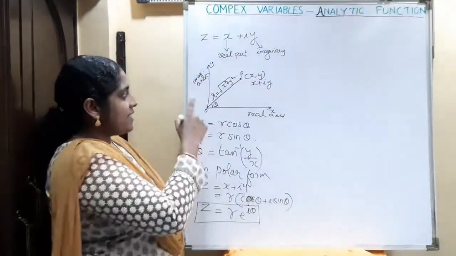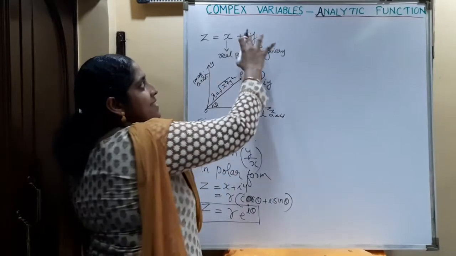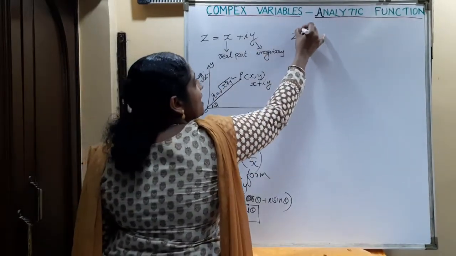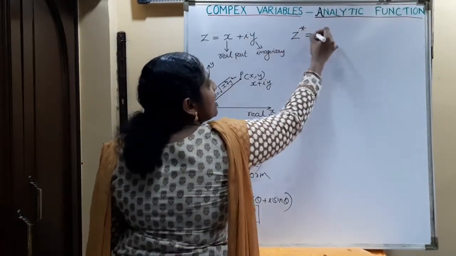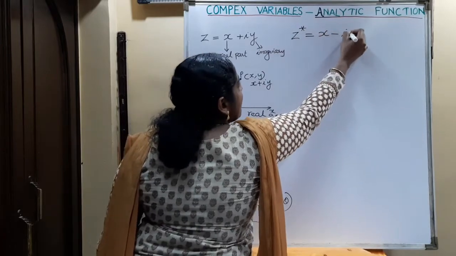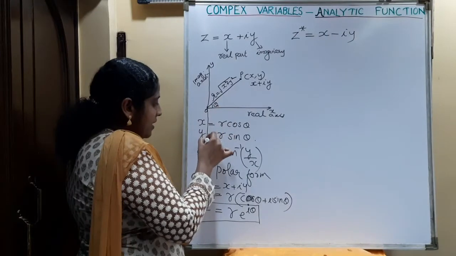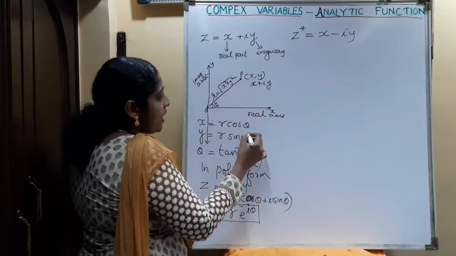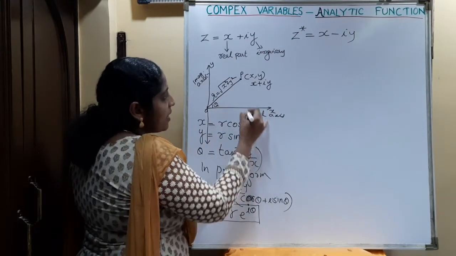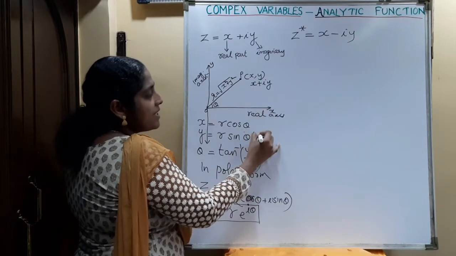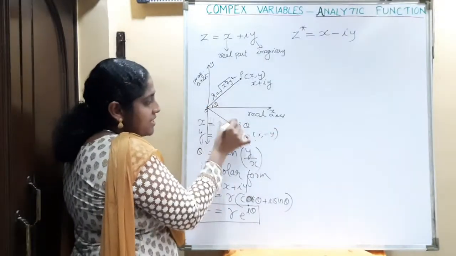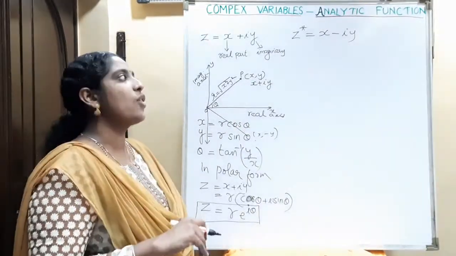So z equal to x plus iy is the complex number. If we take the complex conjugate, what will that be? That will be x minus iy. That is, if we take the point (x, y) on the axis, the complex conjugate will be (x, minus y). So if you consider a point like this, that will be the complex conjugate.